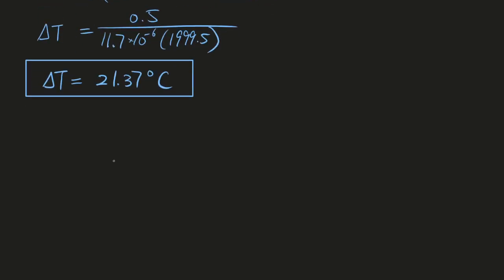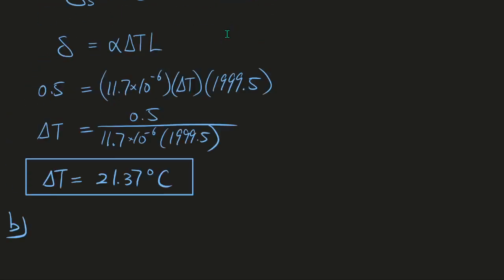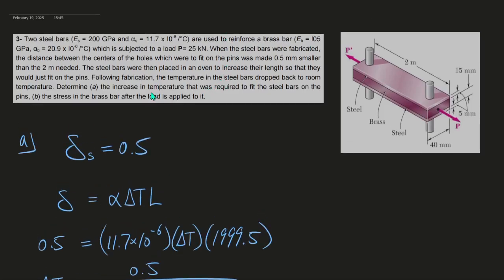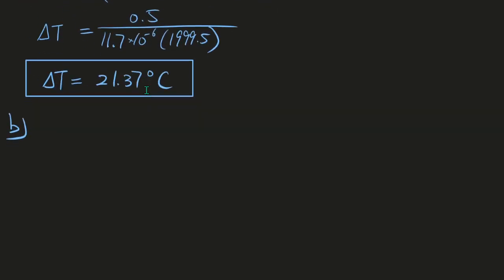Now part B is more complicated than part A. Part B, we're asked to find the stress in steel and brass bar. Oh, just the brass bar. Okay. Part B will have to start from a strategy.